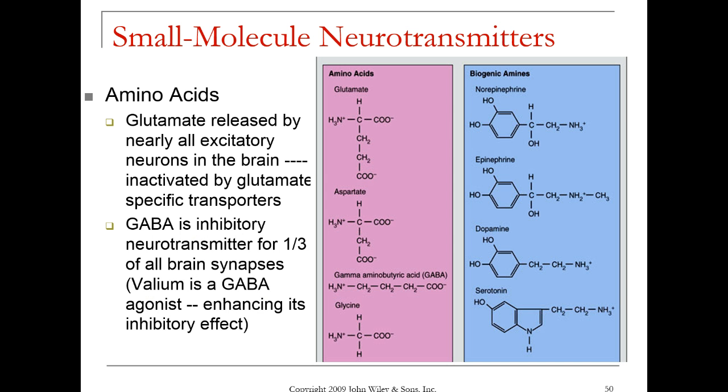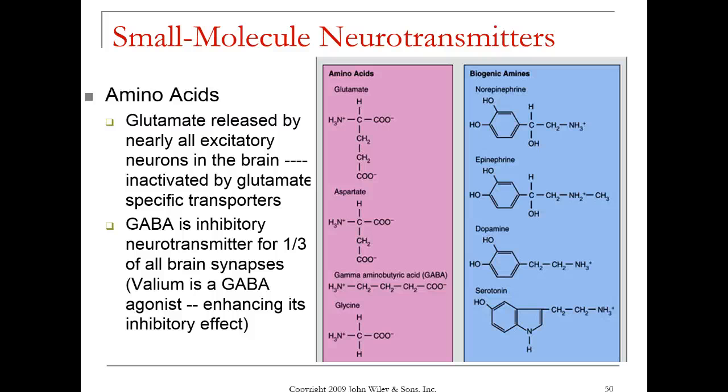A couple of other small molecule neurotransmitters are modified amino acids. So 2 examples of amino acids. We have glutamate, which is a very simple amino acid. It's excitatory in nearly every neuron in the brain. Glutamate will activate the brain. There's another form of an amino acid called gamma aminobutyric acid, or GABA. It's inhibitory for most of the brain synapses. And Valium is a good example. It is a GABA agonist, and that means it helps out the effect of GABA, and it makes it very inhibitory, and Valium usually makes you feel very sleepy or dopey.